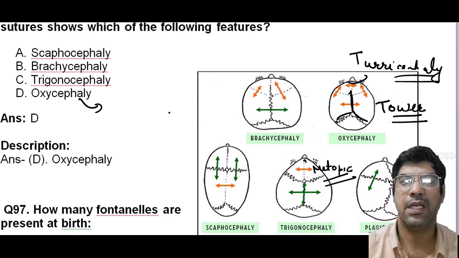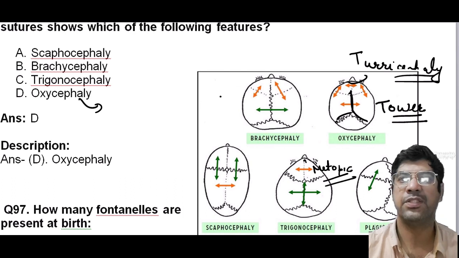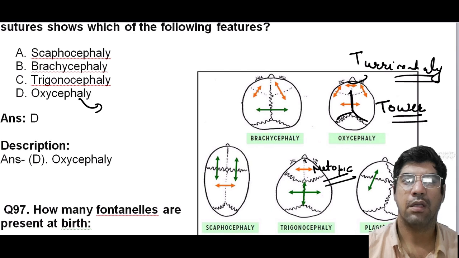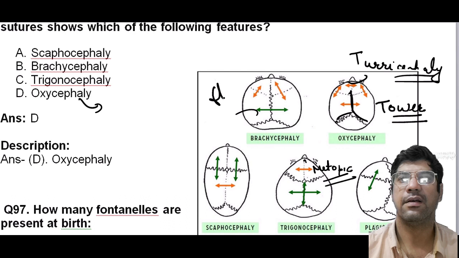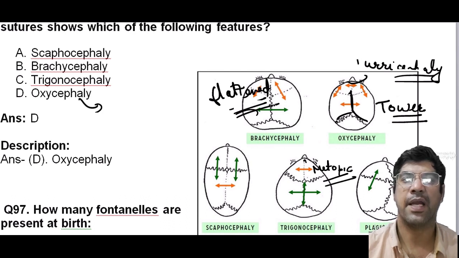Brachycephaly is due to the premature fusion of the coronal suture. That fusion can lead to a skull that is short from front to back, and that gives a flattened appearance at the back of the head.